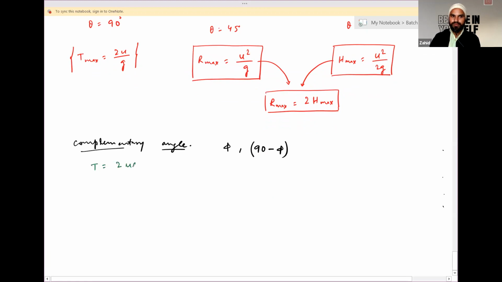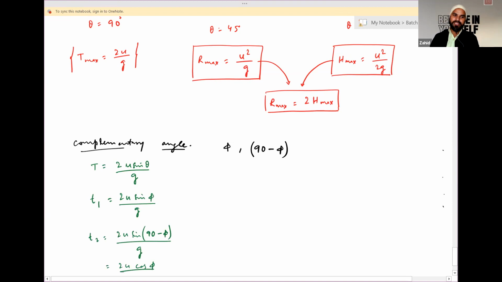Time of flight equals 2 times u sine theta divided by gravity. So if you put theta to be phi in the first case, it will be 2 times u sine phi divided by gravity. Similarly, T2 will be 2 times u sine of 90 minus phi divided by gravity. Sine 90 minus phi will be cos phi. So T2 equals 2 times u cos phi divided by gravity. Now we have some relationships depending upon these T1 and T2. First, if you divide these two equations, T1 over T2, you will be left with tan phi. First relation.